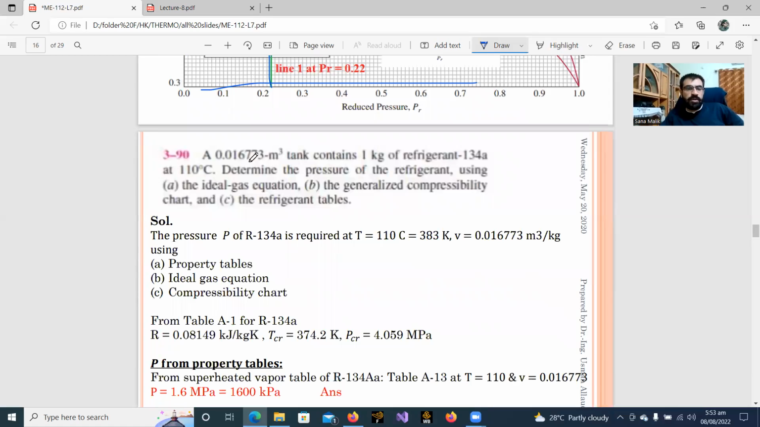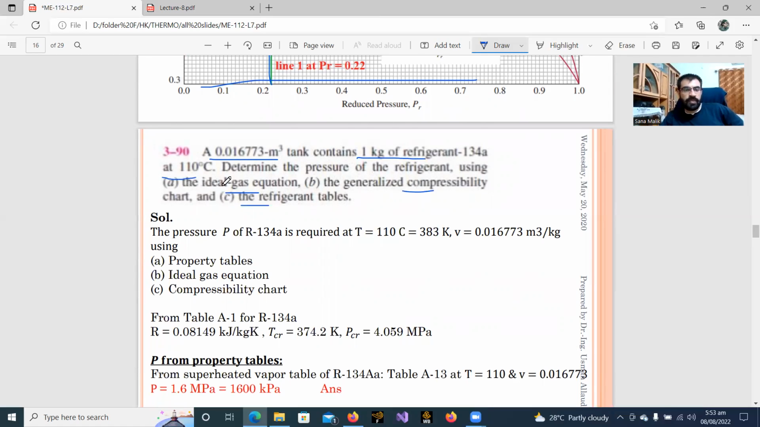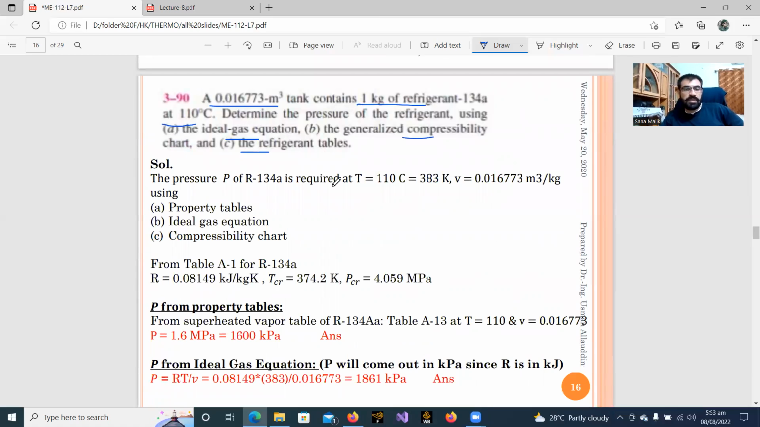So a one meter cube tank contains 1 kg of refrigerant at 110 degrees centigrade. Determine the pressure of the refrigerant. We need to find the pressure using the ideal gas equation, compressibility chart, and refrigerant tables. Okay, so the temperature and specific volume are given.